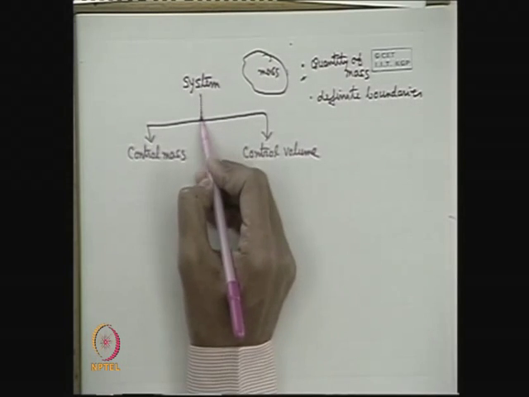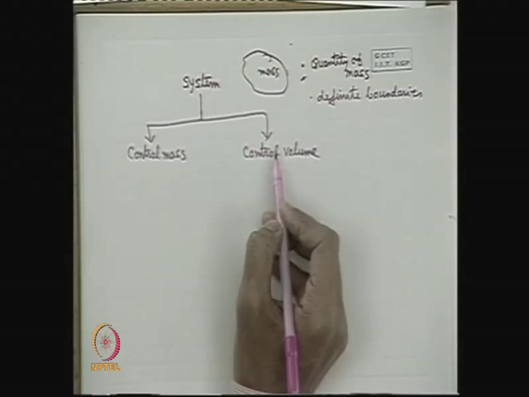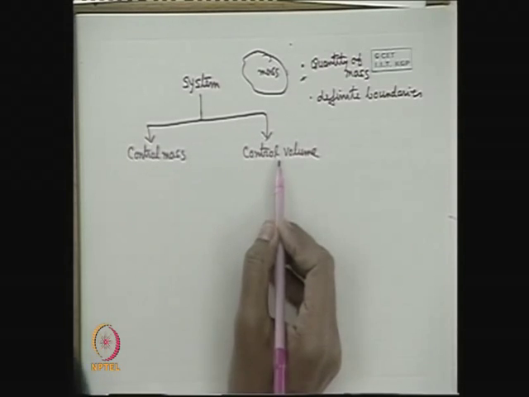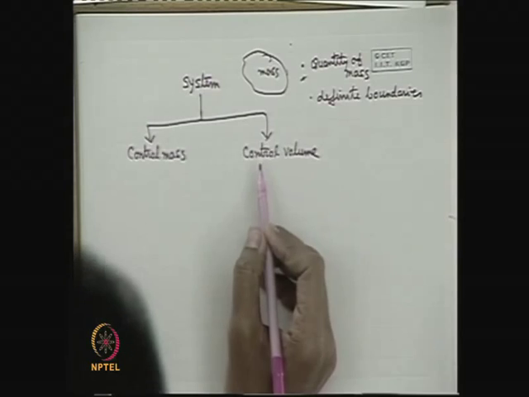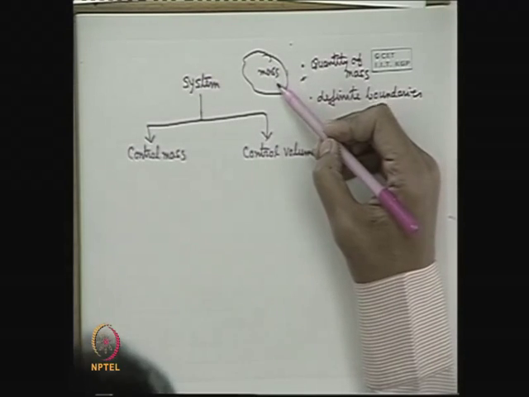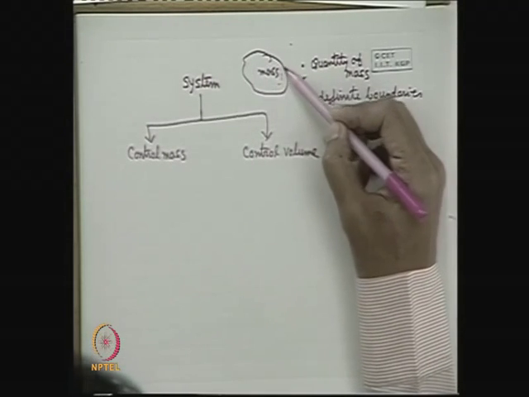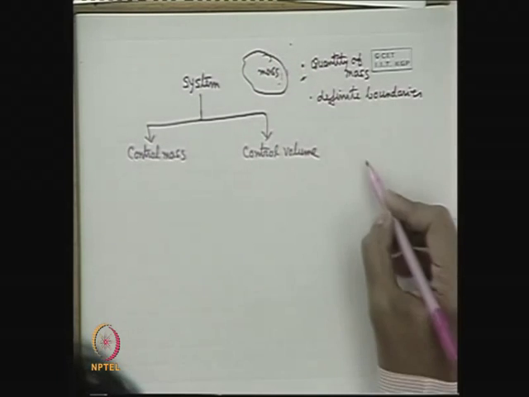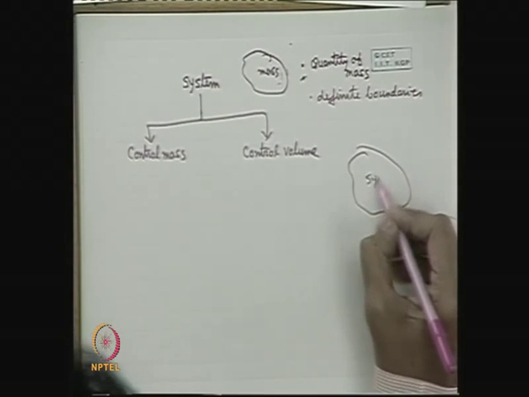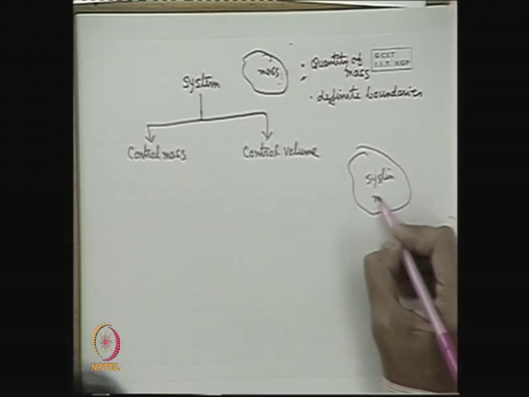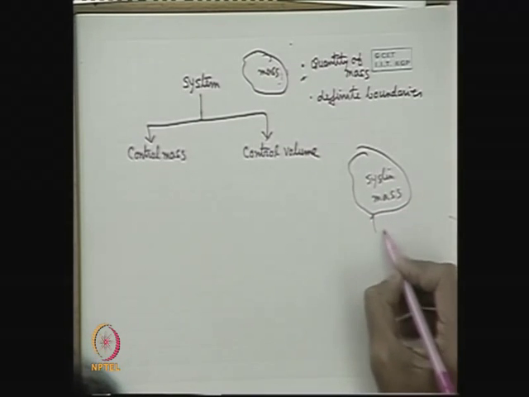Now the system basically is divided into two categories. One is the control mass system, another is the control volume system. What is a control mass system? In a control mass system, there is the mass which is contained within the system by its system boundaries. So therefore, we can see a system is a definite quantity of mass and this is the system boundary.